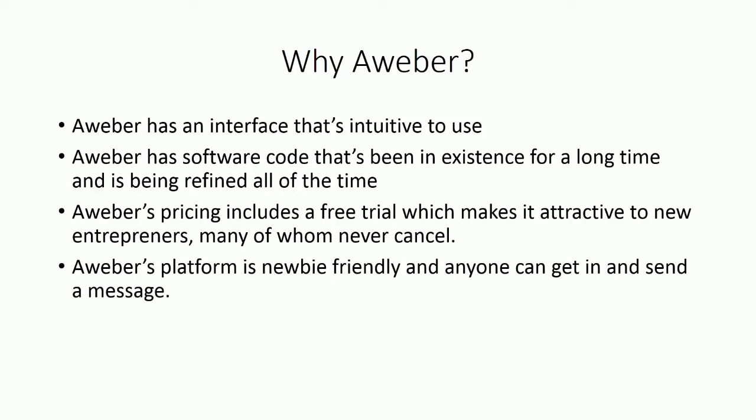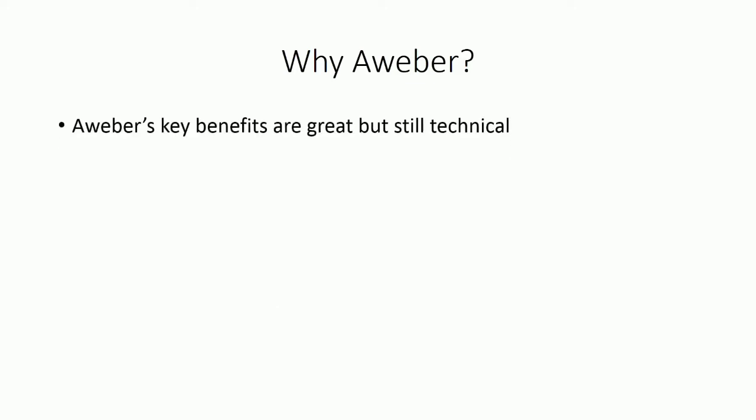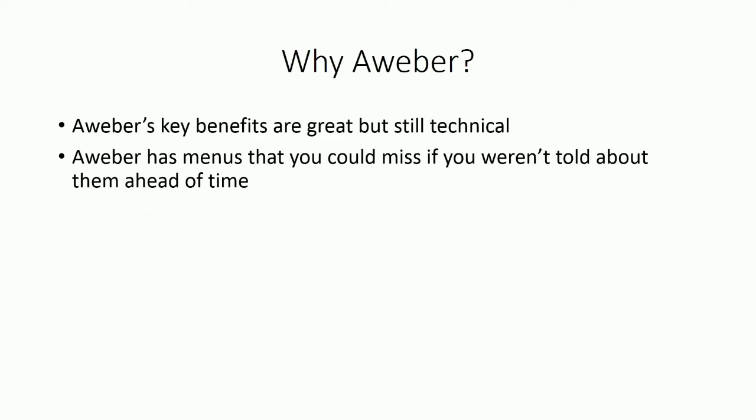So if Aweber's so cool, right, obviously there are no problems with it, right? It's really cool. Are there any problems with it? Well, if I were to mention a few cons, there might be a few. What are those cons? Well, Aweber's really super cool key benefits are still really technical, right? You still do have to really understand technical stuff to get down and get some of the real benefits of it. Aweber has menus that you and I could miss if we weren't told about them ahead of time. So sometimes we can go months, years, lots of long periods of time missing some of the key benefits because we just didn't know they were in the menus.